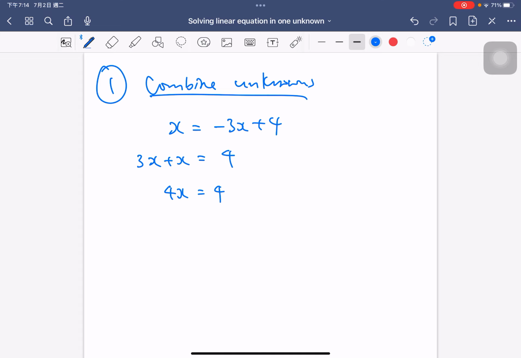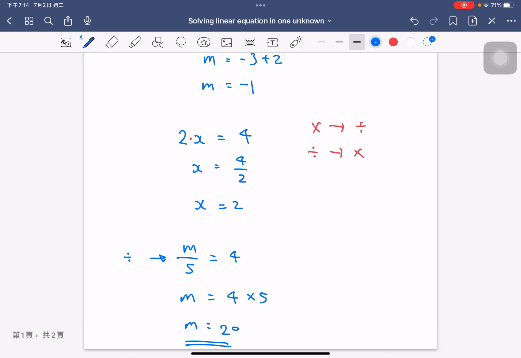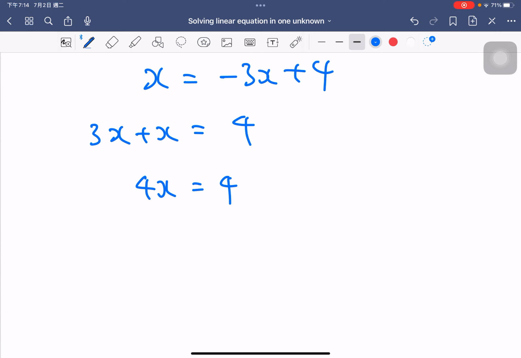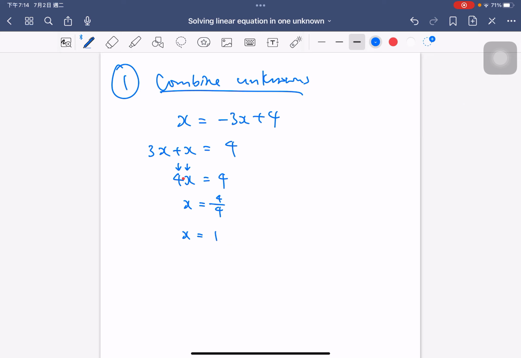Then we're back to the normal one, it's actually times, isn't it? When a number is combined with a letter, there's actually a transparent times between them. So now I don't want the times 4, I move it to the right, and it becomes divide. So 4 divided by 4 gives you x is equal to 1. So that's the first rule.